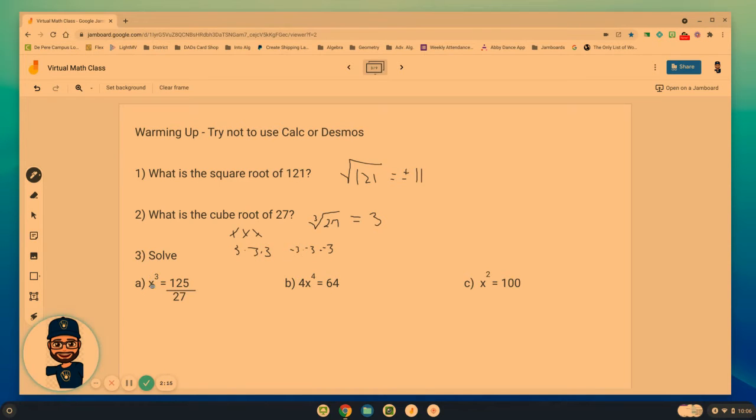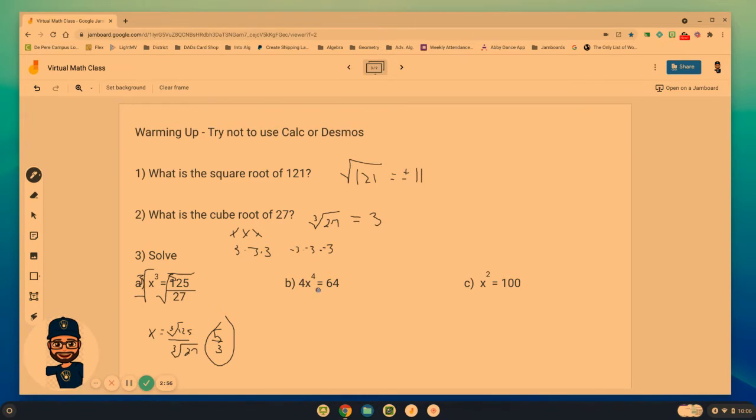The next one: x cubed equals 125 over 27. So if we're going to solve something like that, we take the cubic root of both sides. We take the cubic root, and x equals the cubic root of 125 over the cubic root of 27. Well, we already said the cubic root of 27 is 3. So what number times itself 3 times, x times x times x, is 125, and that would be 5.